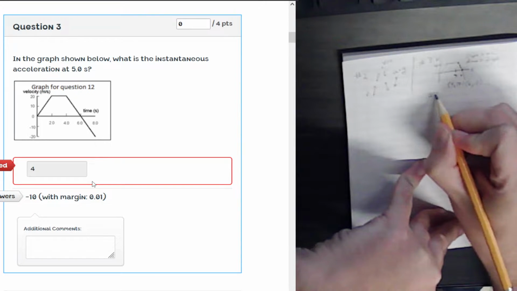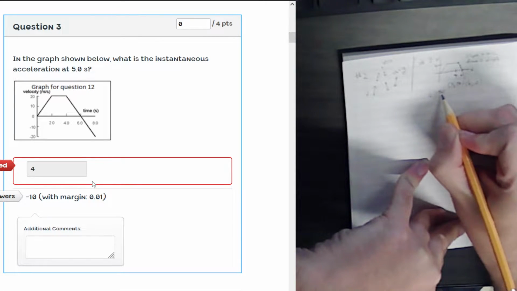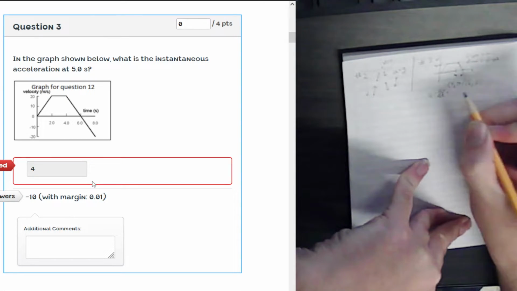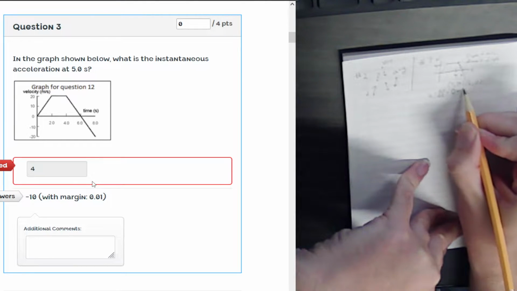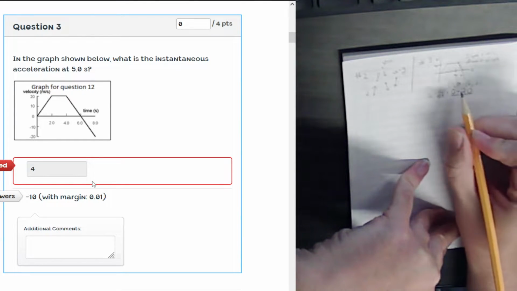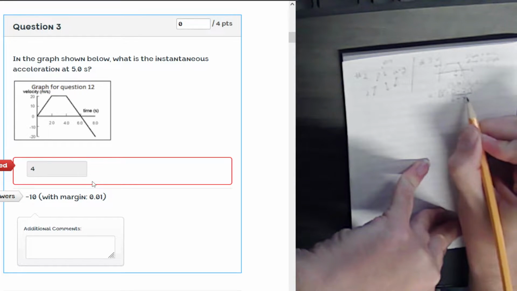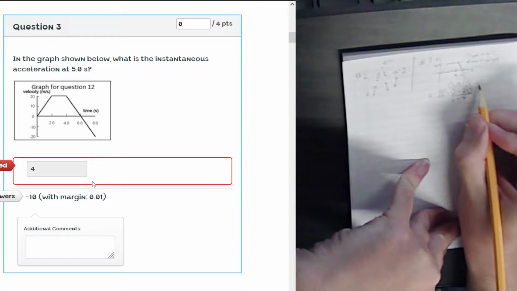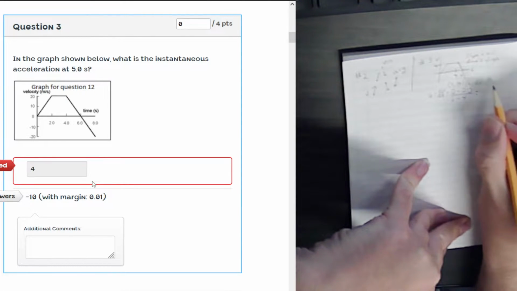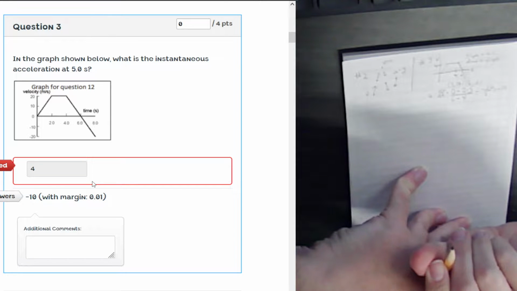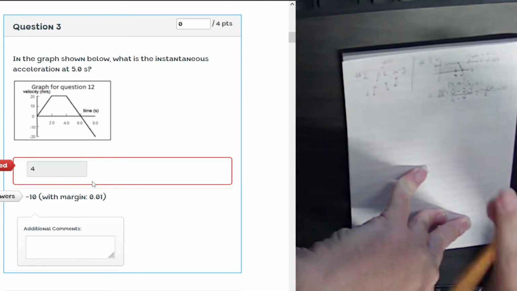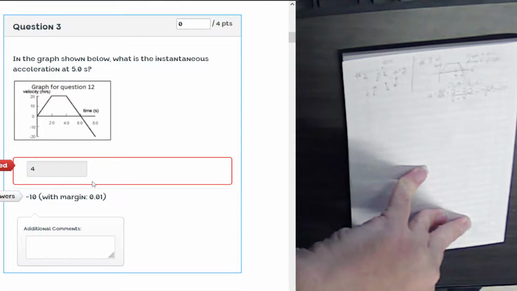So to find the acceleration, we do the change in y over the change in x, or the change in velocity over the change in time. So we do final minus initial. So our final velocity is 0, initial is 20, and this is 6 minus 4. So always final minus initial. Final minus initial, final minus initial. So I'm going to get negative 20 over 2. So that would be negative 10 for our slope, which would be our instantaneous acceleration at that point. Alright, so that was number 3.